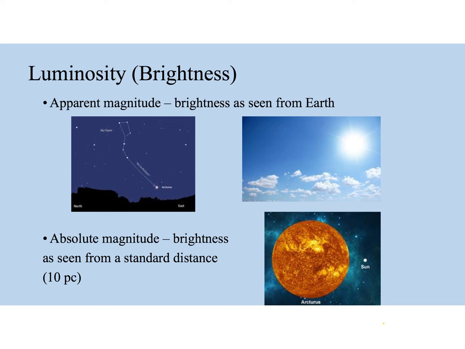Compare the pairs of images. In the top pictures, we see that from Earth, the Sun looks very bright, while Arcturus looks much dimmer. In actuality, though, the Sun is much dimmer than Arcturus. The Sun only looks so bright to us because it is so much closer than Arcturus.